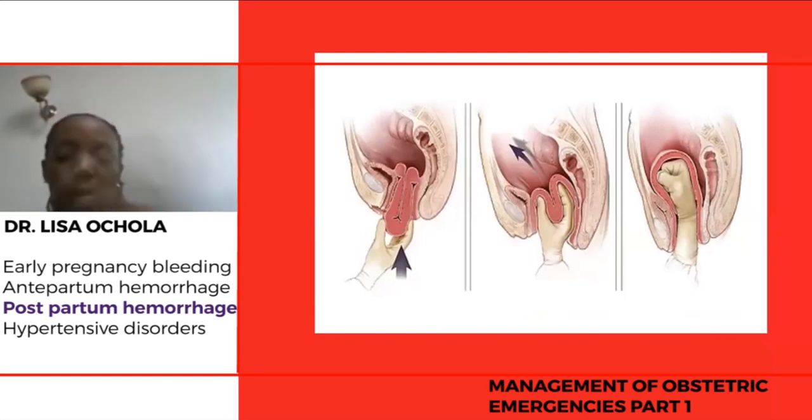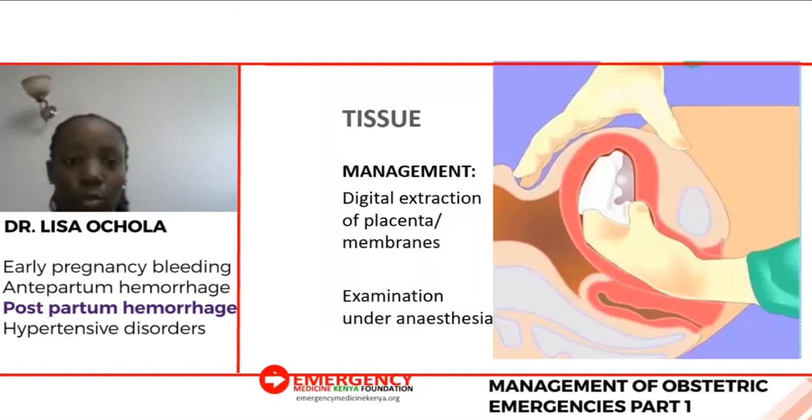Because again, all of this is very friable, soft, it can be easily injured. So tissue, it's just manual evacuation of that tissue, which you can do at the same time that you're checking even for tears. You get in completely and you manually remove any retained placenta or membranes. If the patient is in significant pain, you can take them for examination under anesthesia if it's something that can be done quickly. Another way to prevent parts being left behind is to make sure that once you have delivered, the placenta has been examined sufficiently.